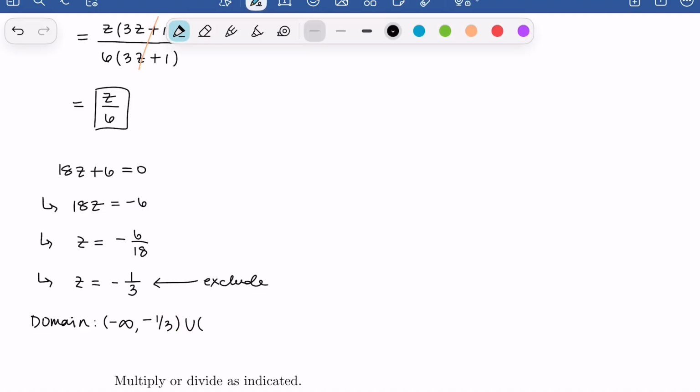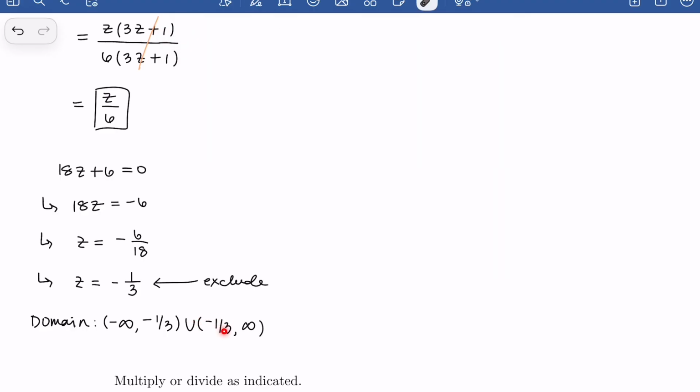We're going to union this with everything in the other direction. So from -1/3 all the way up to +infinity. And again, we're not including this -1/3. So we have this gap here where -1/3 is.